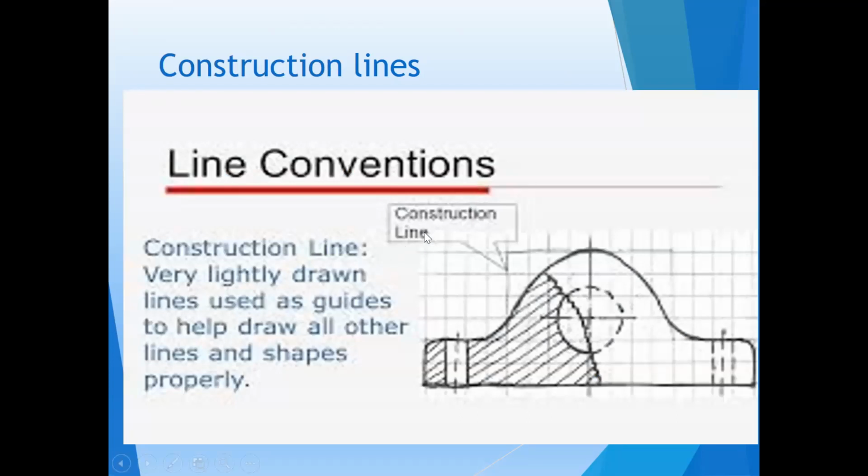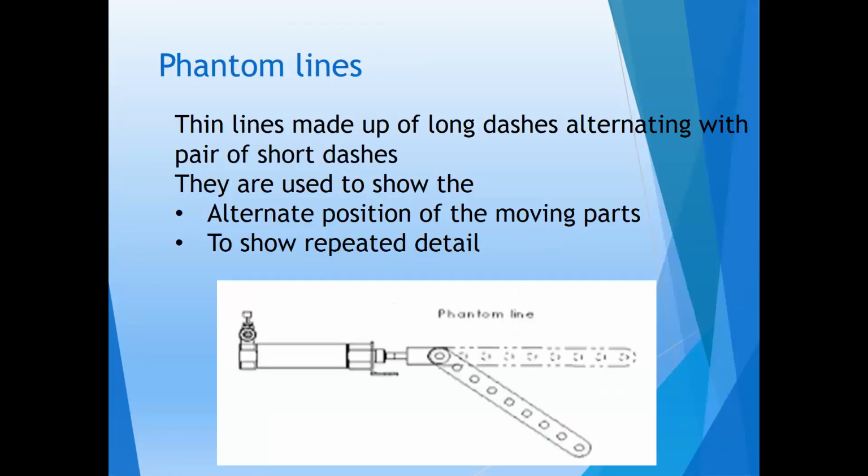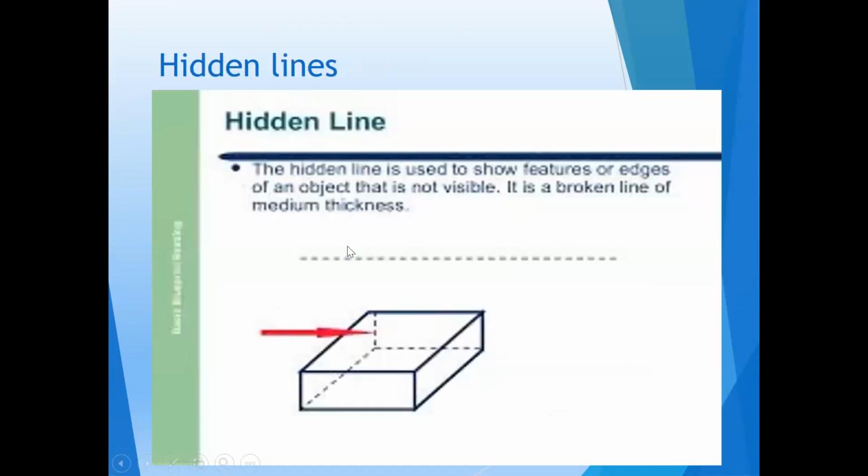Construction line. Here I show you the image of the construction line. Construction lines are lightly drawn lines used to help draw all other lines and shapes properly. See, this is the grid line which is being shown as a construction line. Here again, a vertical construction line, how it has been drawn, is shown. Phantom line. These lines are made up of long dashes alternating with pairs of short dashes. They are used to show alternative positions of the moving parts to show the expected details. It is being explained in the drawing very clearly.